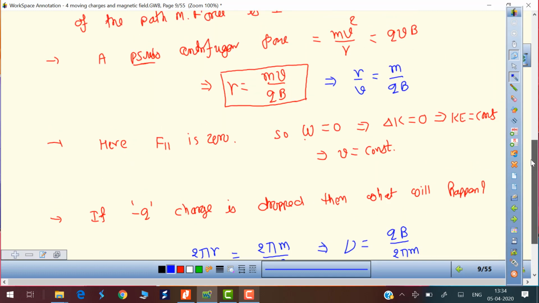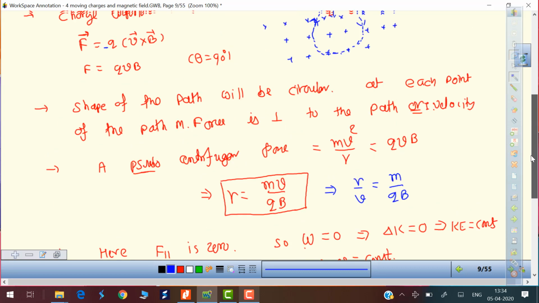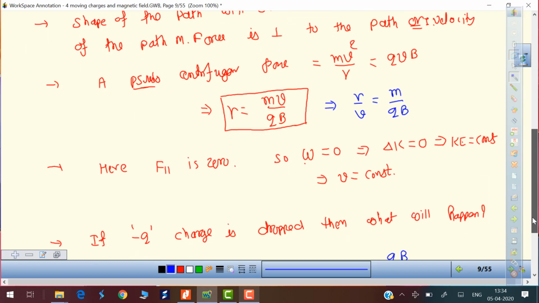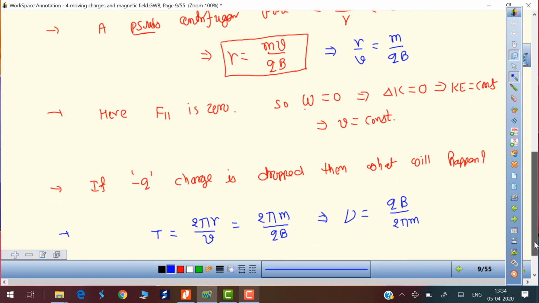Frequency means how much rotation is completed in 1 second, whatever the direction. And periodic time is how much time is taken to complete one rotation. So if you see these two equations carefully, radius depends on velocity, but periodic time or frequency doesn't depend on velocity.